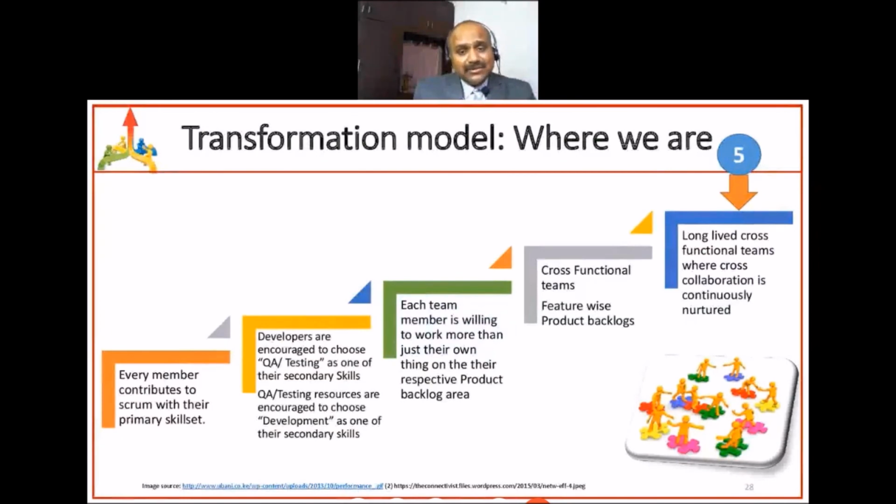Level 4 is where the self-team formation happens and feature-wise, product area-wise teams are formed. And we put the goals in accordance with the business goals. Those goals, believe me, drive a lot of motivation to the team. So cross-functional team formation happens, product area-wise, feature-wise product backlogs are formed, and business targets are set. And then in level 5, we have long-lived cross-functional teams where cross-team collaboration is continuously nurtured.